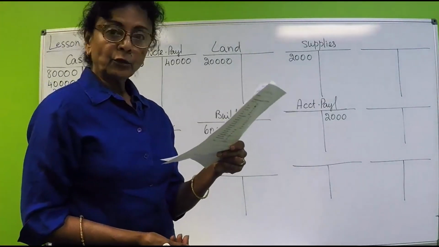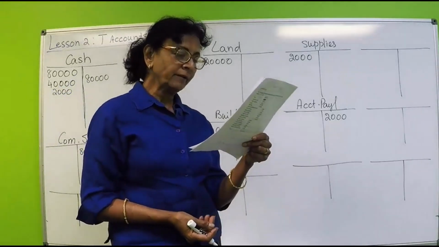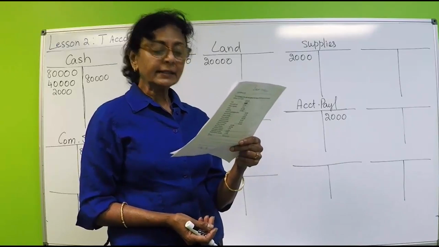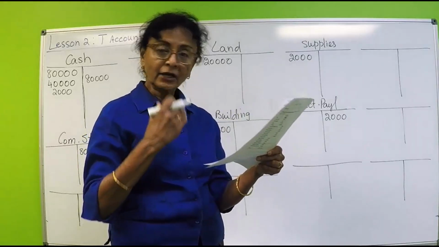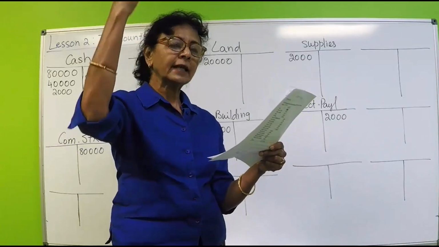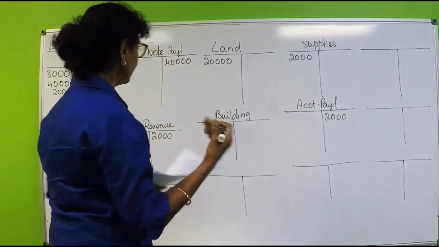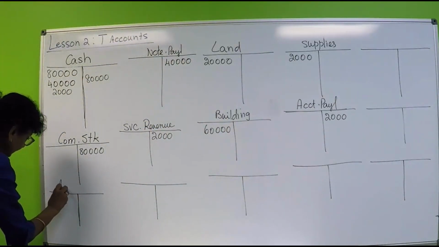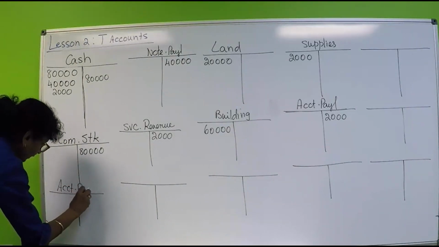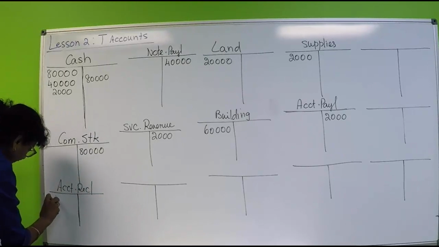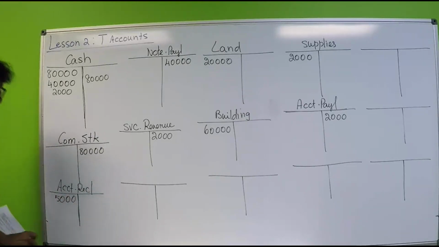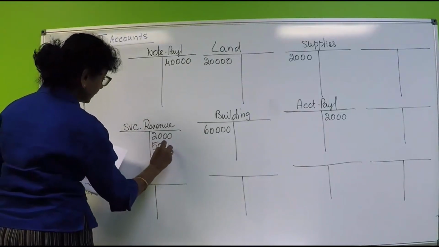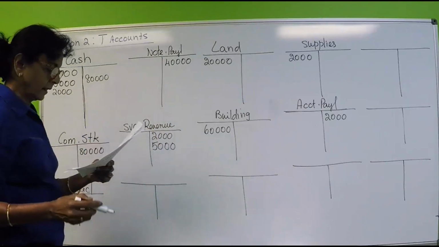And then on January 20, the company also provided services to other clients for $5,000, which will be received next month. So they are not receiving the cash now, but they are going to receive it in the future. So now for this, we will debit accounts receivable 5,000, and since they have already done the service, it's a revenue, therefore you credit revenue for 5,000.